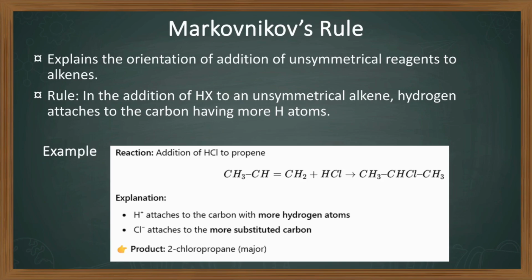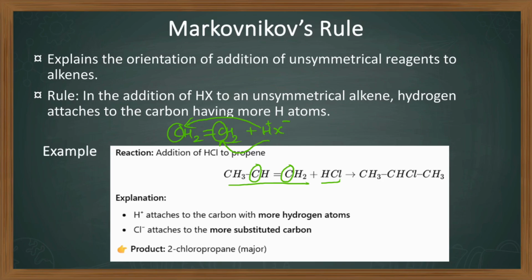In case we take a simple alkene and add hydrogen halide across it, these two carbon atoms are the same. You can add H plus across either this carbon or this carbon. There will be no difference in the final product. However, if you take propene as the reactant and add hydrogen chloride across the double bond, obviously there is a difference between this alkene carbon and this alkene carbon.